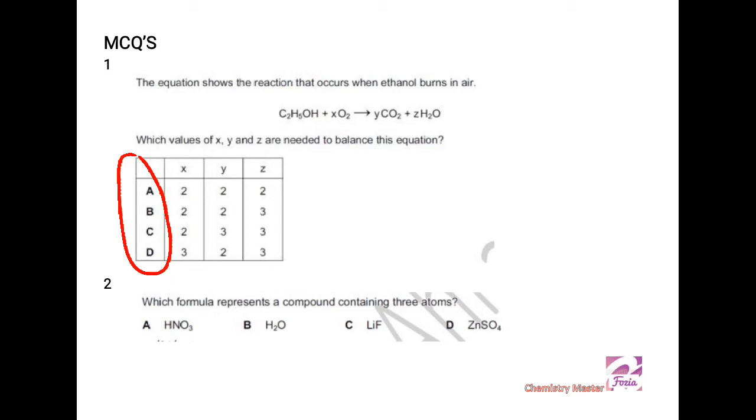Now you see, count the number of carbon atoms. There are 2 carbon atoms at the reactant side, and at the product side, if you put coefficient 2, the carbon will be balanced. Okay, the next trial, carbon is balanced now.